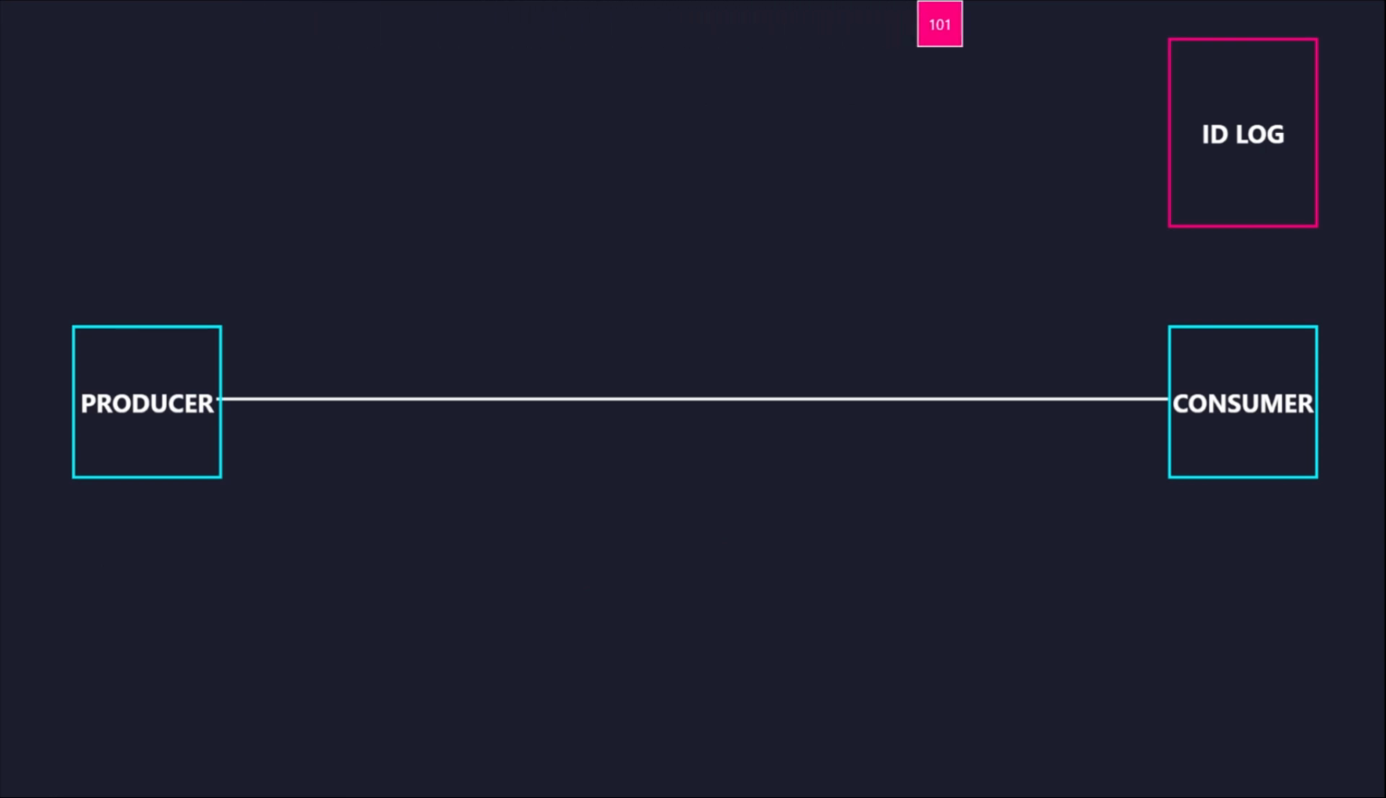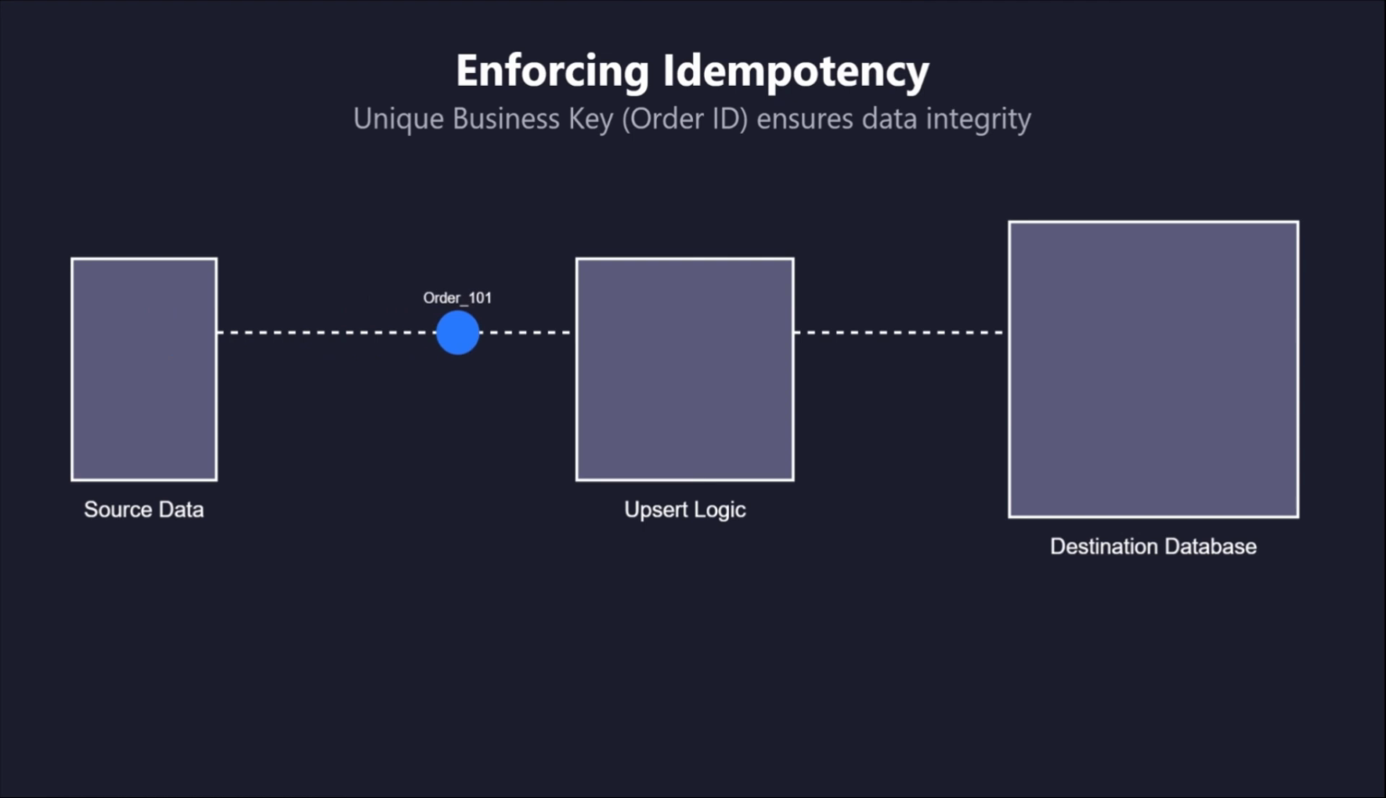Even with transactional producers, consumers must be idempotent. They should check if a message identifier was already processed before applying business logic changes. Use a unique business key, like an order ID, to enforce idempotency in the destination database. An upsert operation ensures you do not create duplicates.